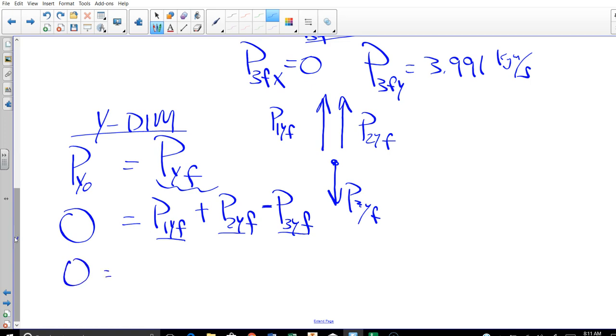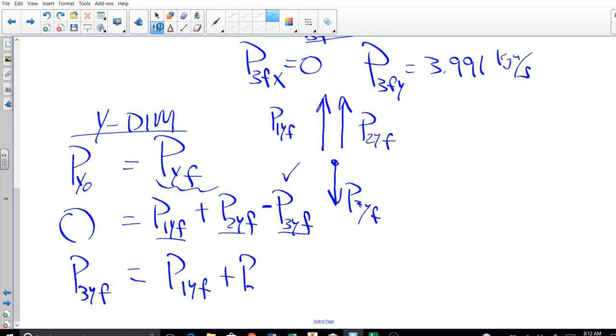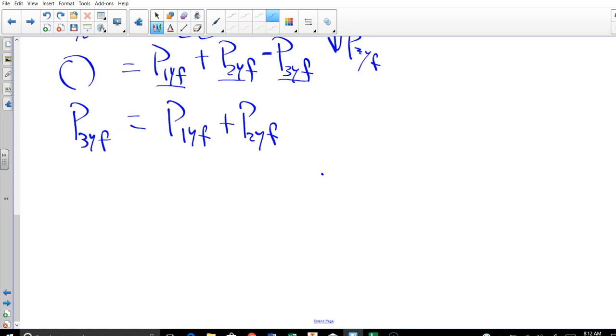Now, I know this one. So let's slide that over to the other side. So that means P3y final, add that to both sides, is equal to P1y final plus P2y final. Now this number I know, that's 3.991. This is M1 V1 final.